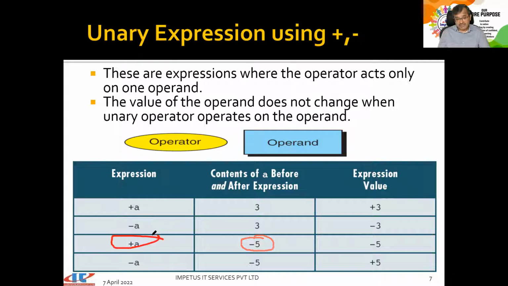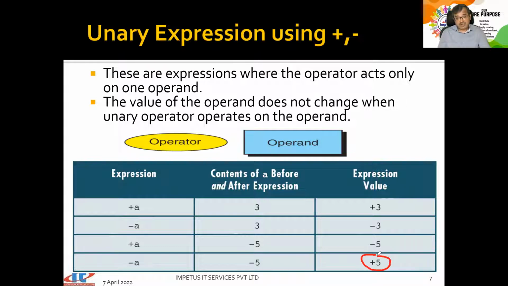Likewise, the value of the variable was -5. You said +a, that means plus of -5. So it was -5 before and will remain -5 afterwards. And plus of -5 will also be -5. No change. The value of a was initially -5 and you said -a, so minus of -5 becomes +5.